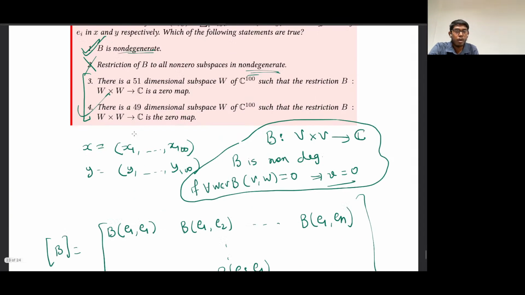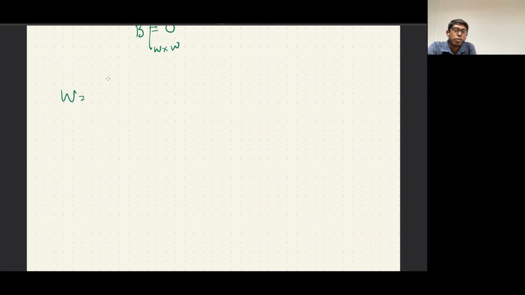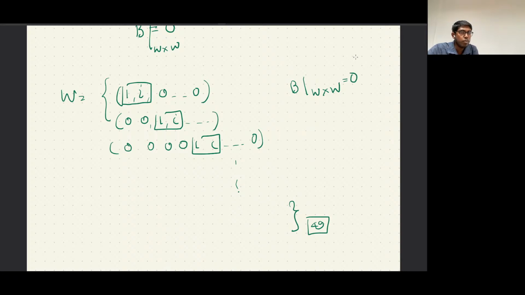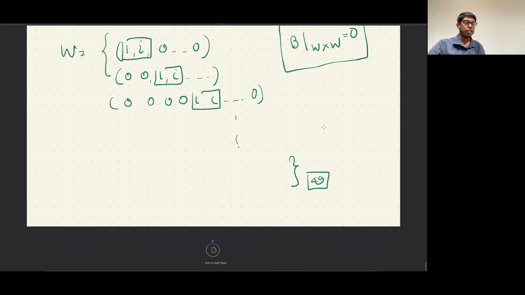D is true, right? So how would I choose? I take W as follows: I'll take 1 i 0 0 and 0 0 1 i 0 0 and 0 0 0 0 1 i 0 0, in this way. Since I'm choosing two at a time, at most how many can I choose? I can choose 50, and these 50 will be linearly independent. But I will just take any 49 of these. So I'll take W to be any 49 of these. Then B restricted to W cross W is 0, and hence B is 0 when you restrict to W cross W.